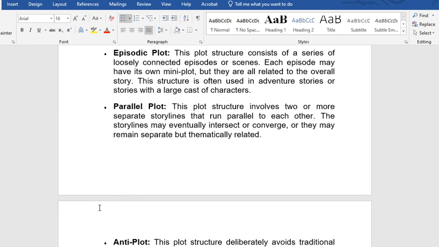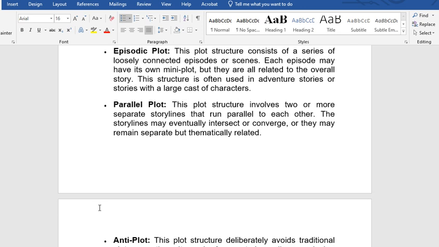The next one is parallel plot. This plot structure involves two or more separate storylines that run parallel to each other. The storylines may eventually intersect or converge, or they may remain separate but thematically related.